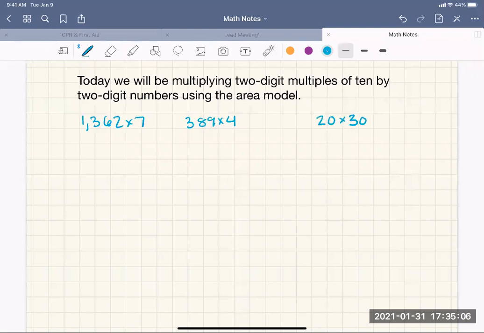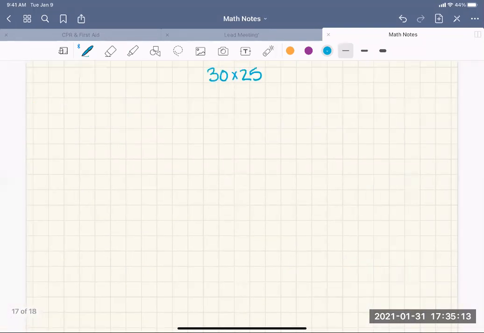Make sure you follow along very closely, answer questions through the Edpuzzle as we go through. Our first problem is going to be 30 times 25. And what we're going to do is we're going to look at this problem using the partial products method, and we're going to decompose the number 30 so that we only have a 1-digit number times the 2-digit number, because then we can look at the area model from there.